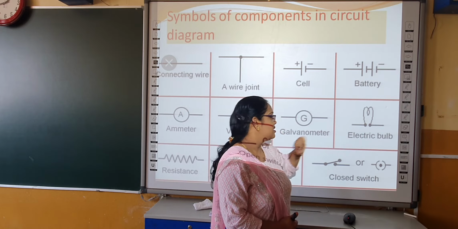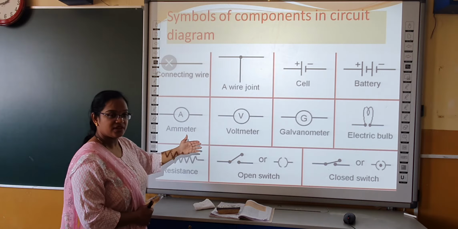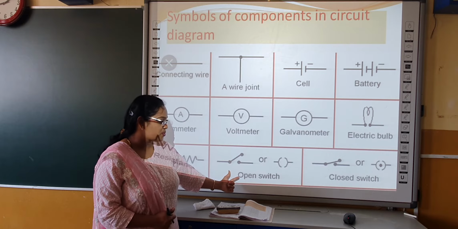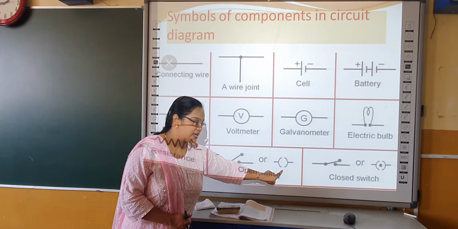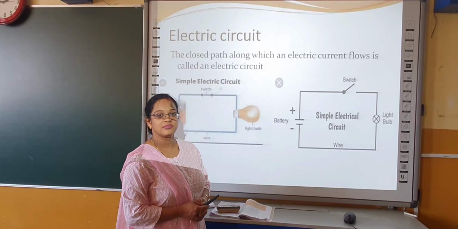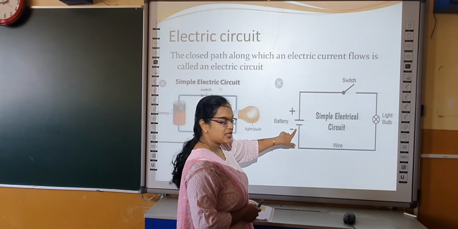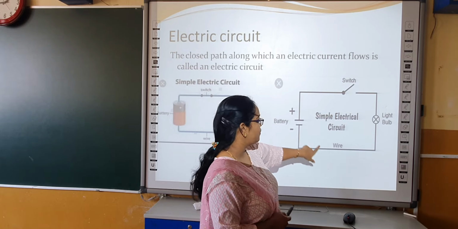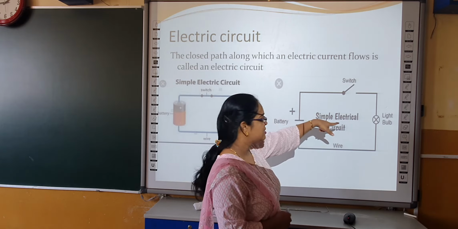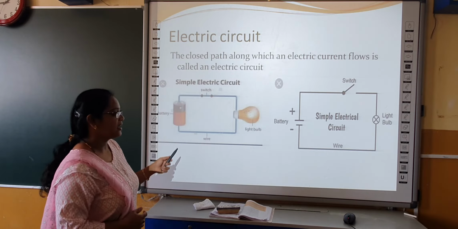Electric bulb symbol and the resistance, these are the related terms. Next we will study about the voltmeter and resistance. And open switch, or a closed switch, can be represented. So by using those symbols, we will draw the circuit diagram now. So battery, can you recognize which symbols I have used? Conducting wire, bulb, and this is the switch. So this is a simple electric circuit.